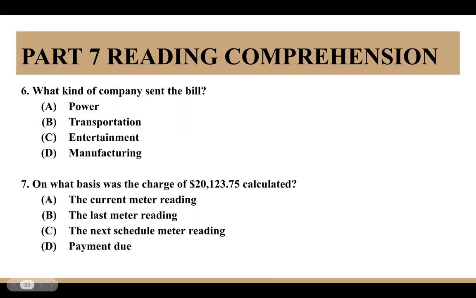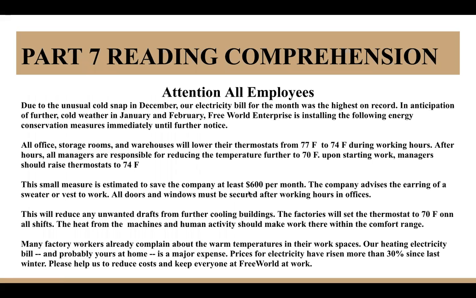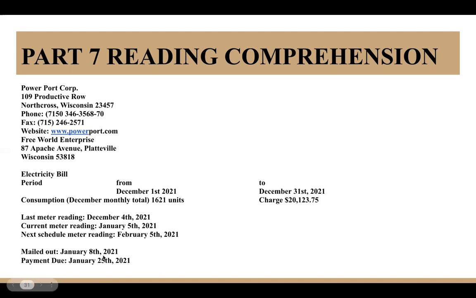Okay, good. On the basis of the chart, calculated. What is that actually? This one, right? The current meter reading, the last meter reading, the next scheduled meter reading, or even payment due. So the keyword here is this number, right? 20, 1, 2, 3, 4, 5, 6. So let me check first. What is that? The number. This one, right? The chart, the total chart consumption. Chart would be like this.